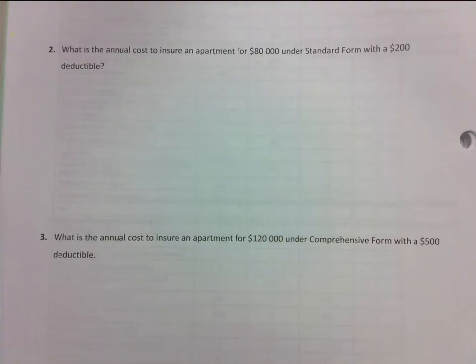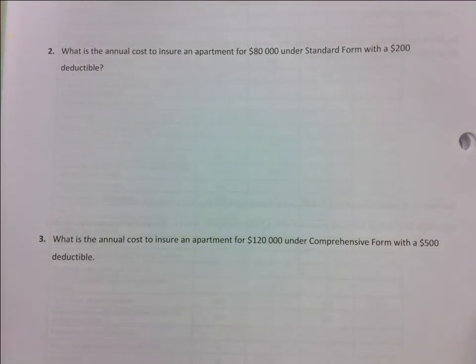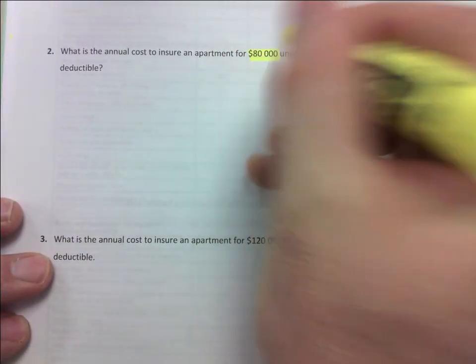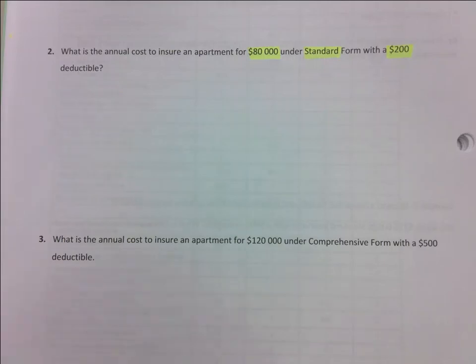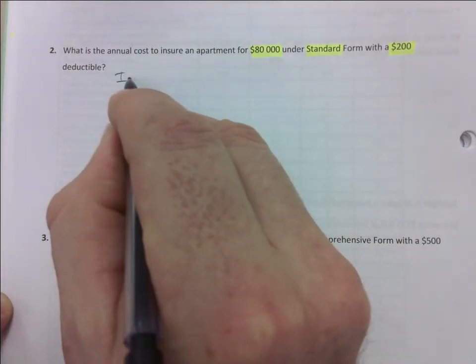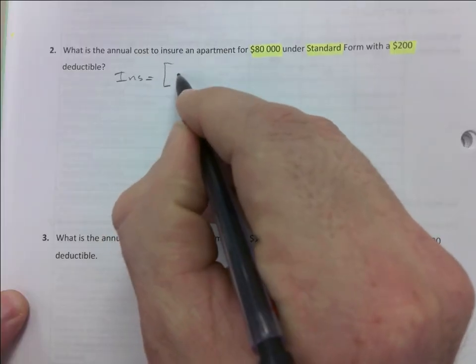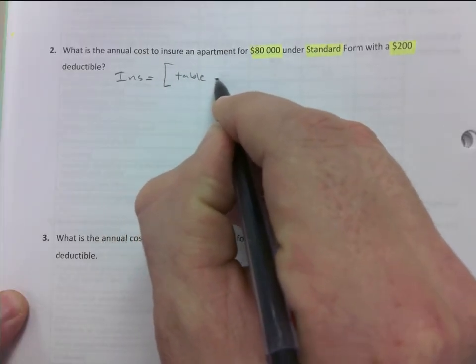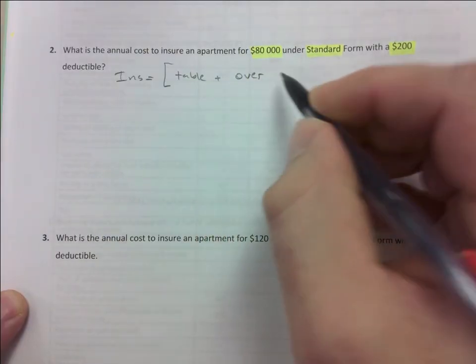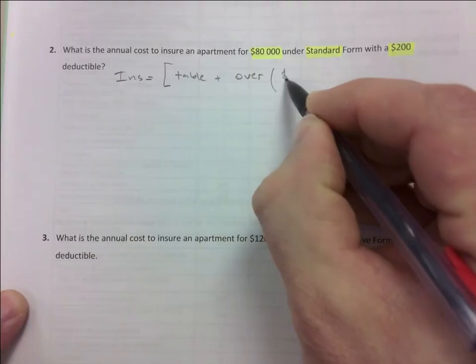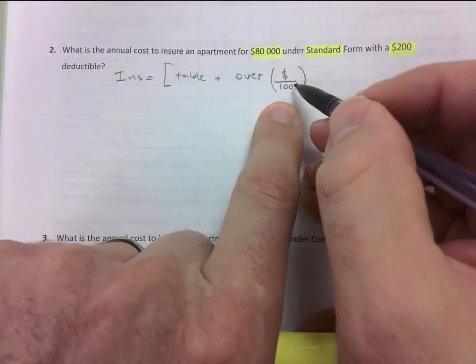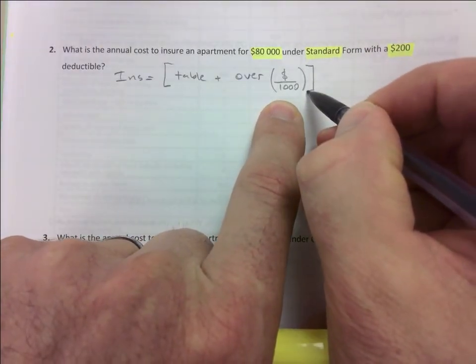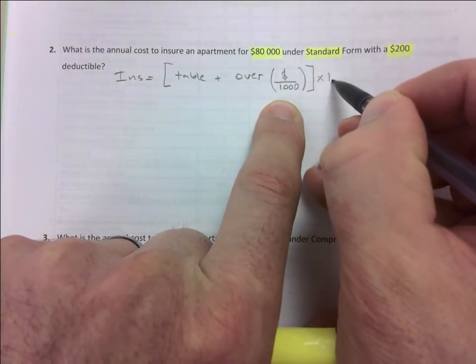What's the annual cost to insure an apartment for $80,000, standard form? So $80,000 is the coverage. We want standard, and it's a $200 deductible. I'm going to write out my formula one more time here. It's a table value plus how much you're over by, multiplied by a dollar amount divided by 1,000. This is also coming from the table. And all of that gets multiplied by 1.10 potentially.